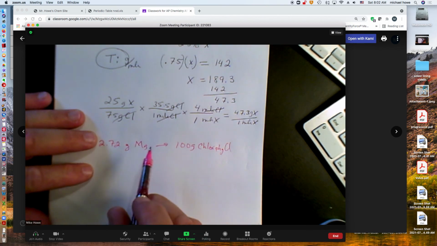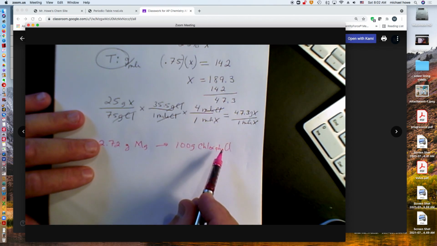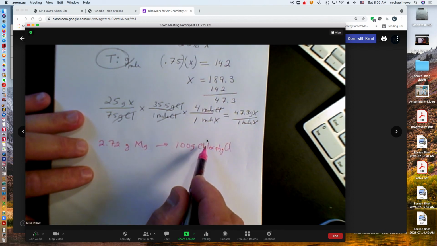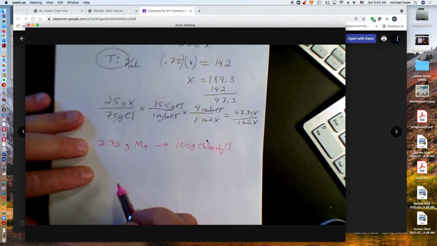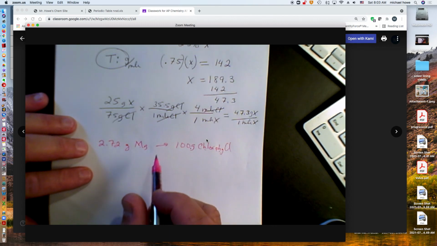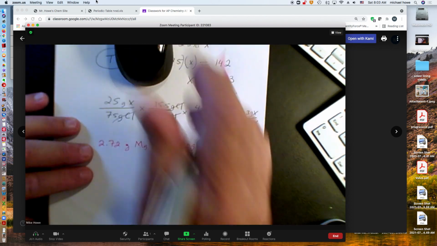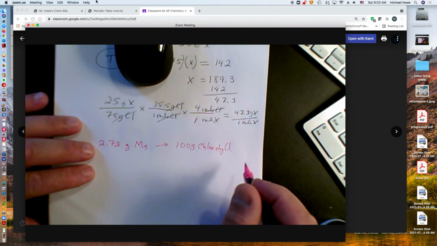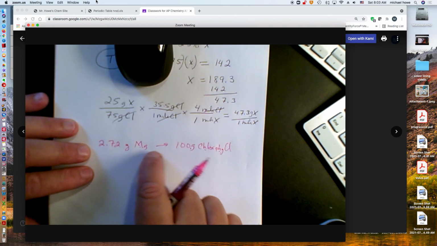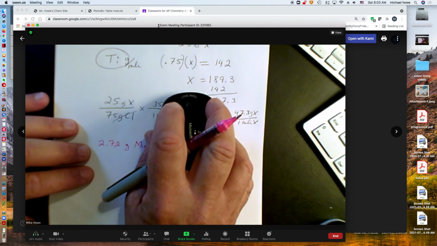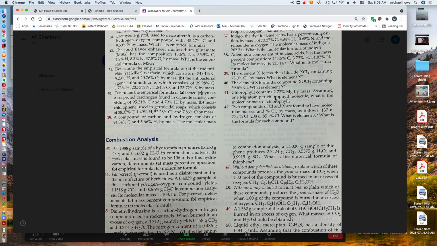Okay, so I wrote down what the problem told us: 2.72 grams of magnesium for every 100 grams of chlorophyll. So this includes everything else and the magnesium, and of this 100 grams, 2.72 is magnesium. All right, so chlorophyll only contains one atom of magnesium, right? Everybody remember we talked about that a minute ago. There's one atom of magnesium in the chlorophyll. It tells us that in the problem. Assuming one atom per molecule.